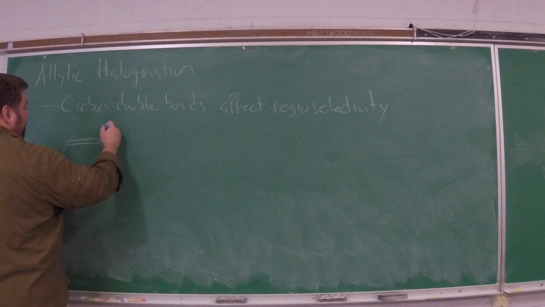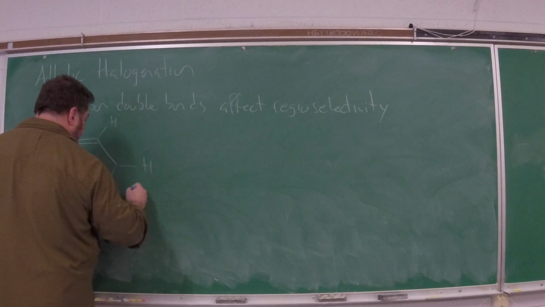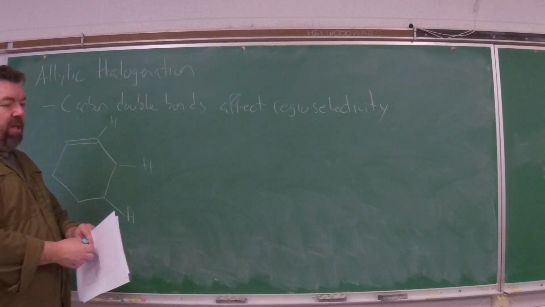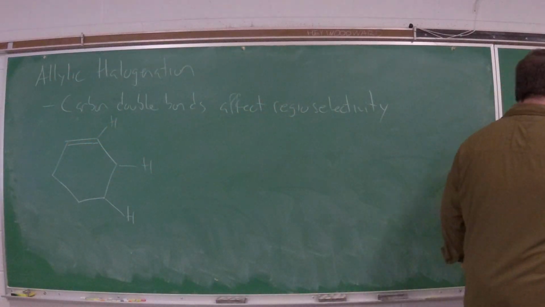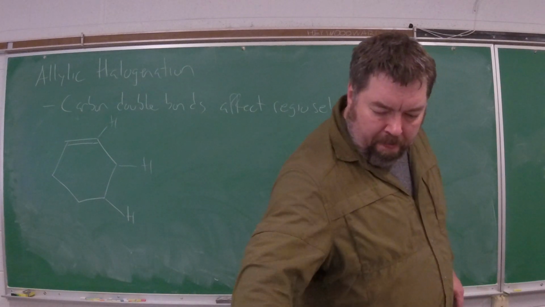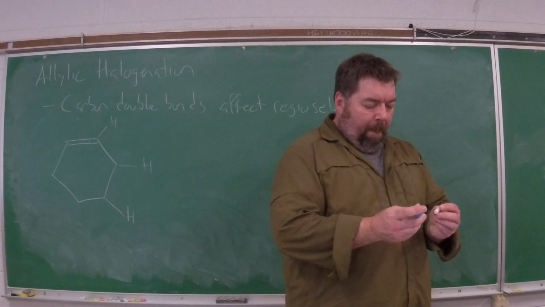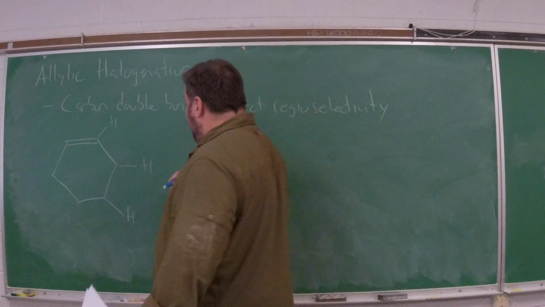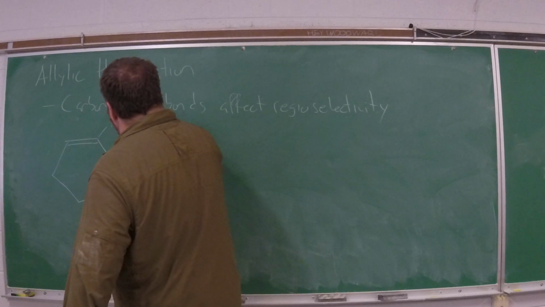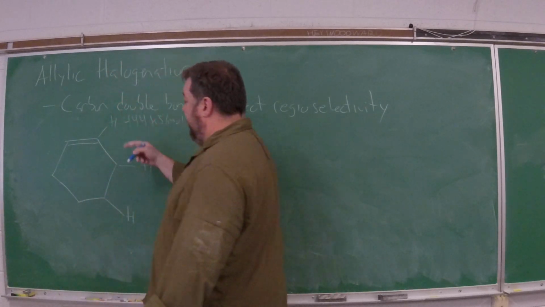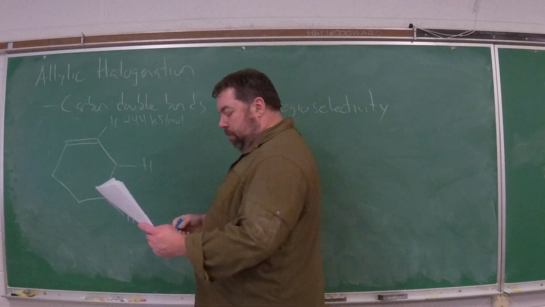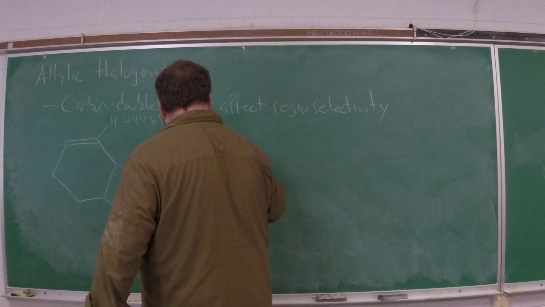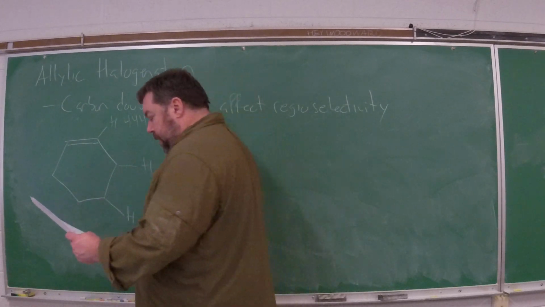Let's take a look at this thing here. Let's take a look at the delta H value to extract each one of these protons. Let me grab some more chalk. This one, 440 kilojoules per mole. That's why it doesn't react there to break that bond. This one, to break this bond, is 364 kilojoules per mole, and this one is 402.